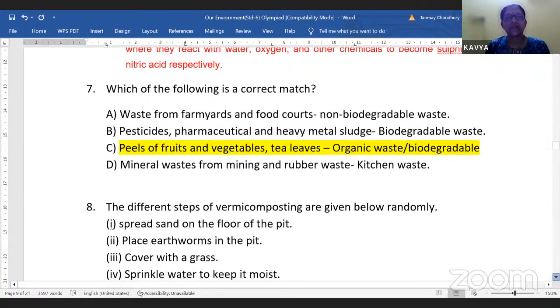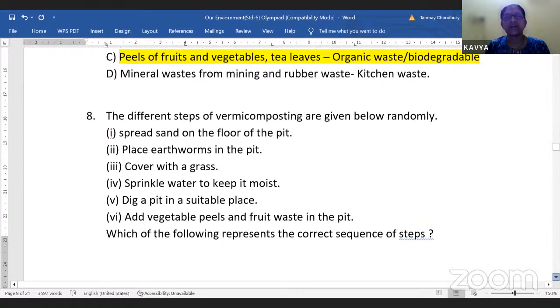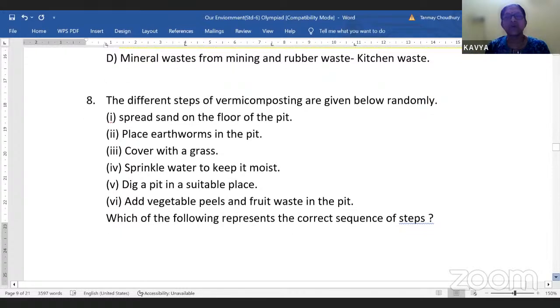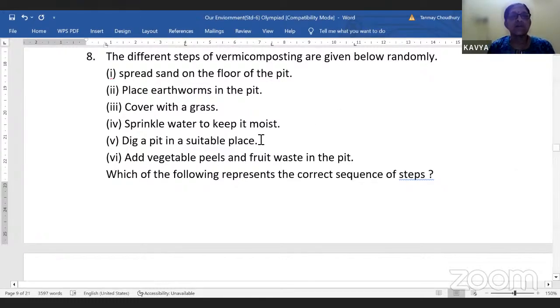Okay, different steps of vermicomposting. We had spoken about vermicomposting. So how is it done? These are the steps, but they are all given jumbled. We have to arrange them. Now, the first thing we do is dig a pit in a suitable place. Okay, this is number one. Then we spread sand on the floor of the pit. This is two.